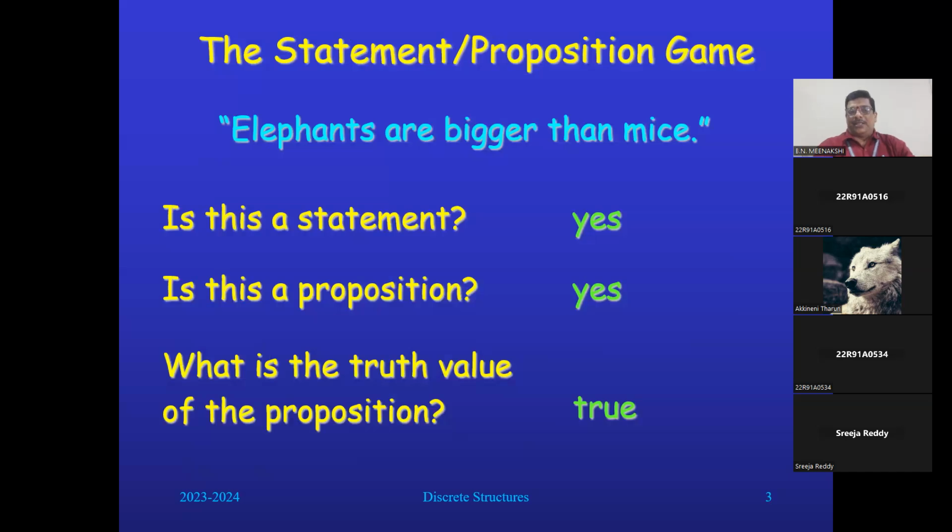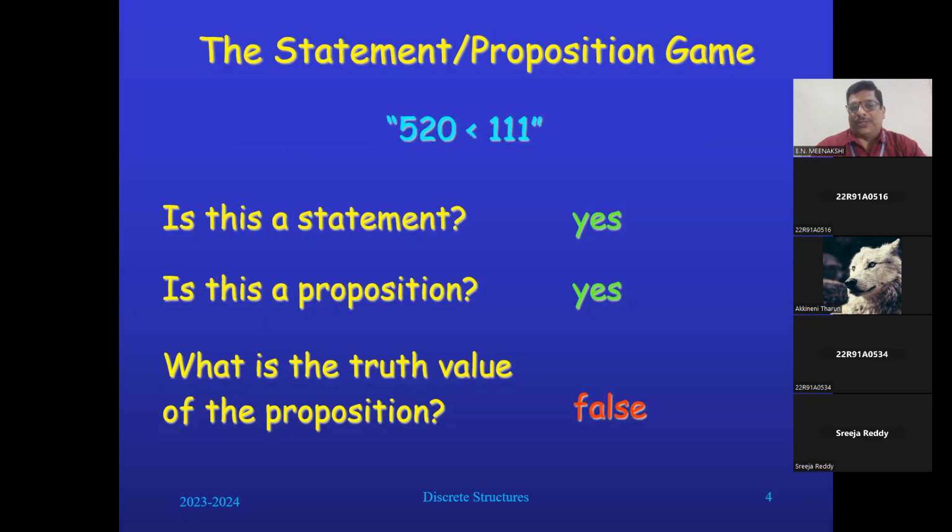Let us take the statement, elephants are bigger than mice. So this is a statement. Yes, it is a statement, and it is also a proposition. Here we are going to find out whether it is true or false. So what is the truth value of this proposition? Elephants are bigger than mice is true. So these types of statements are called propositions.